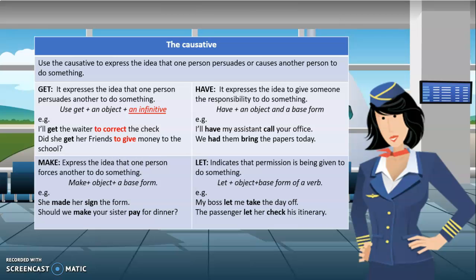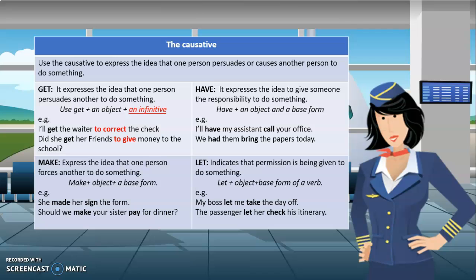We use have to express the idea to give someone the responsibility to do something. Have plus an object and a base form. Example, I'll have my assistant call your office. We had them bring the papers today.